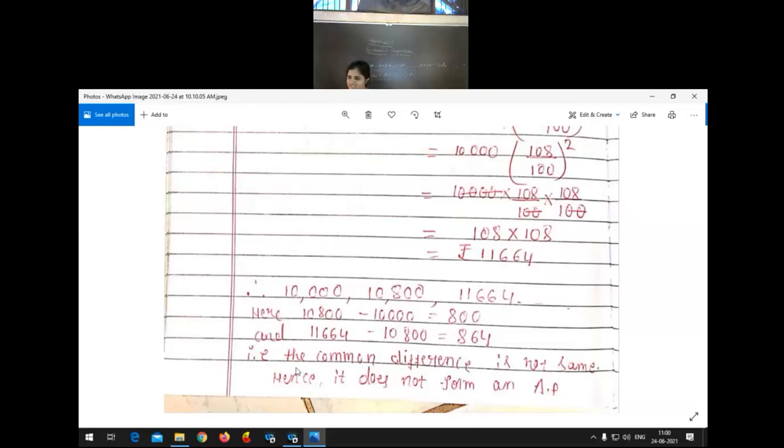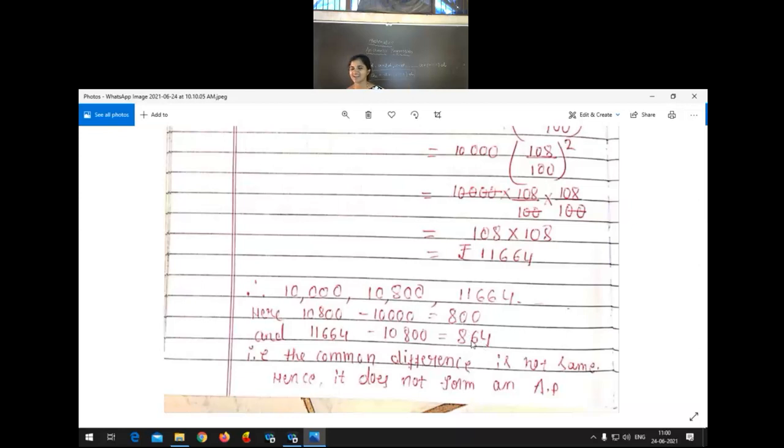So now, 3 terms are enough to find out whether it forms an AP or not. First the principal amount is 10,000. For the first year the amount is 10,800. For the second year the amount is 11,664. If you continue, you will get one sequence. Whether it forms an AP or not, we have to find out. Just find the difference. A2 minus A1 is 10,800 minus 10,000, which is equal to 800. Then 11,664 minus 10,800 is equal to 864.